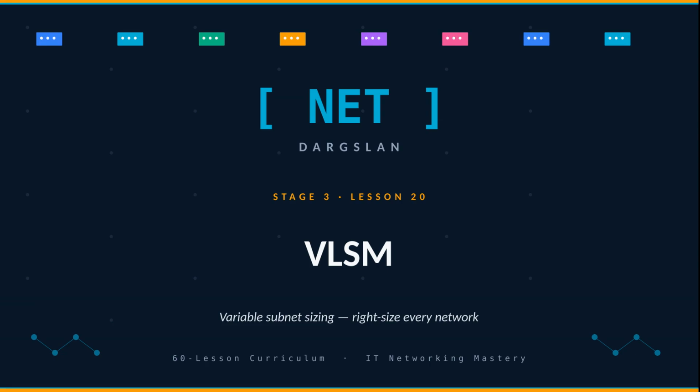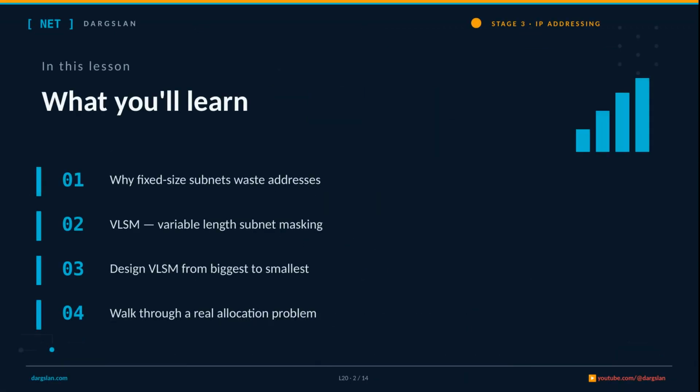Today, we're tackling VLSM, or Variable Length Subnet Masking, the technique that lets you right-size every subnet instead of carving your network into wasteful equal chunks. By the end of this lesson, you'll be allocating addresses with surgical precision, giving each department exactly what it needs and nothing more. Here's the roadmap for the next few minutes.